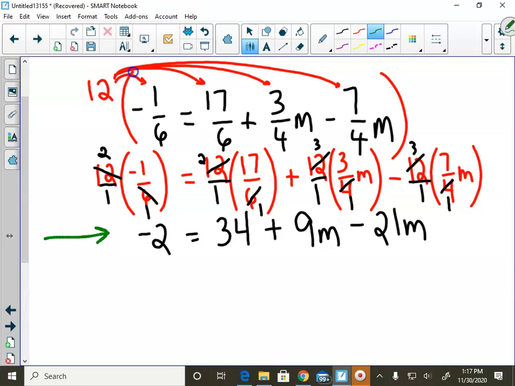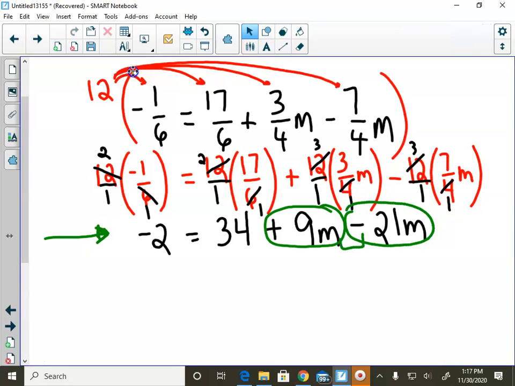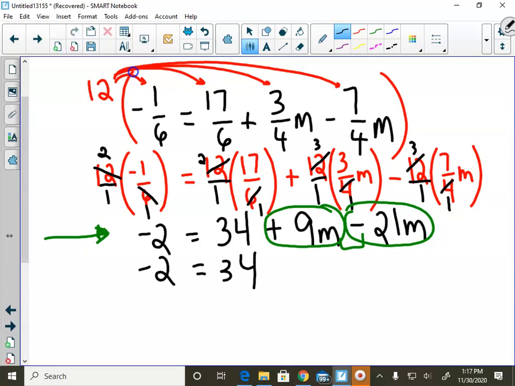Okay, now, if you did this correctly, this line that we're looking at should have no fractions in it. Right? That's how you know that you did it correctly. There should be no fractions there. Then we look to see, can we combine like terms? Well, we can. We have a positive 9m here. We have a negative 21m here. We can combine those. So we have negative 2 equals 34. And then positive 9m plus negative 21m is going to give us negative 12m.